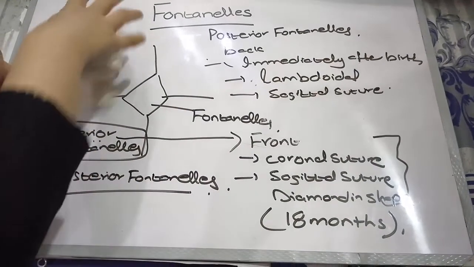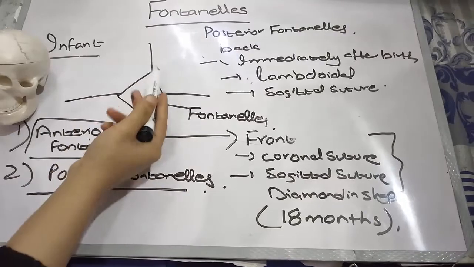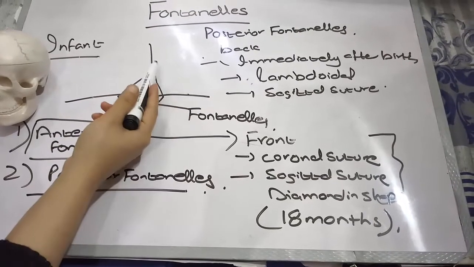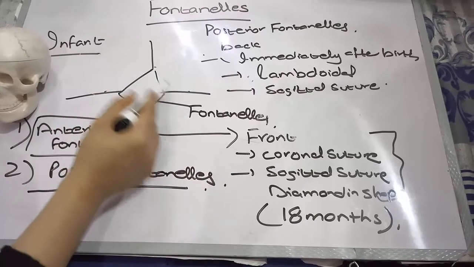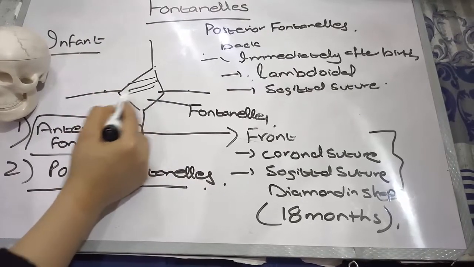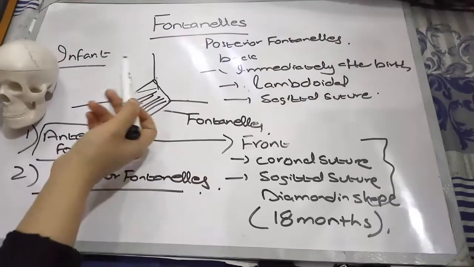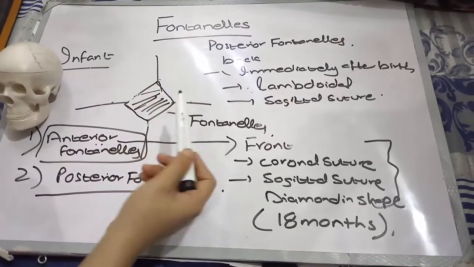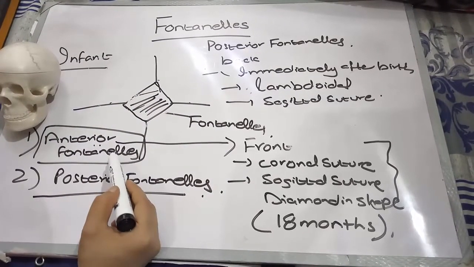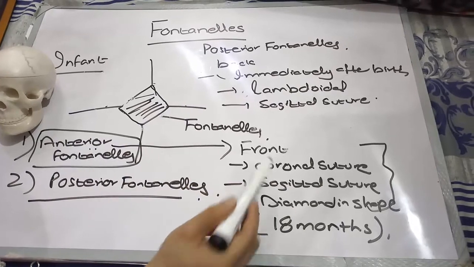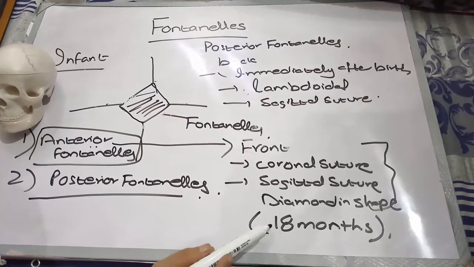So what is a fontanelle? The bones of an infant are not completely ossified. So in between the junction of the bones, we have a membranous region. This membranous region is known as the fontanelle. We have discussed two important fontanelles, the anterior fontanelle and the posterior fontanelle. The anterior fontanelle is formed by the junction of the coronal suture and the sagittal suture. It is diamond in shape and it closes at 18 months.